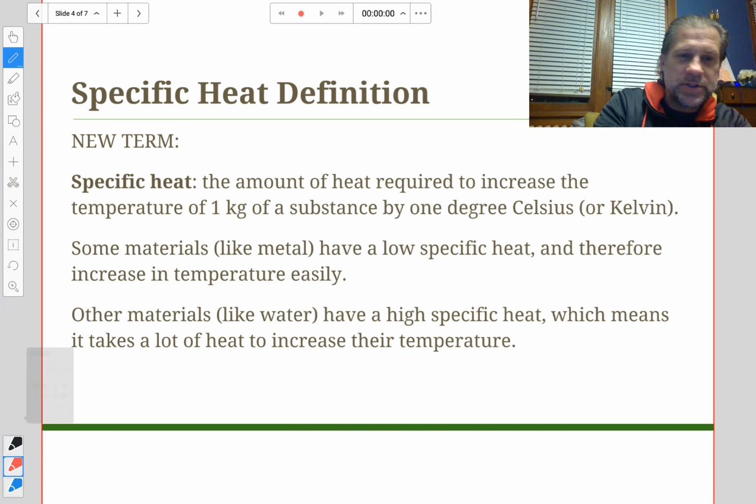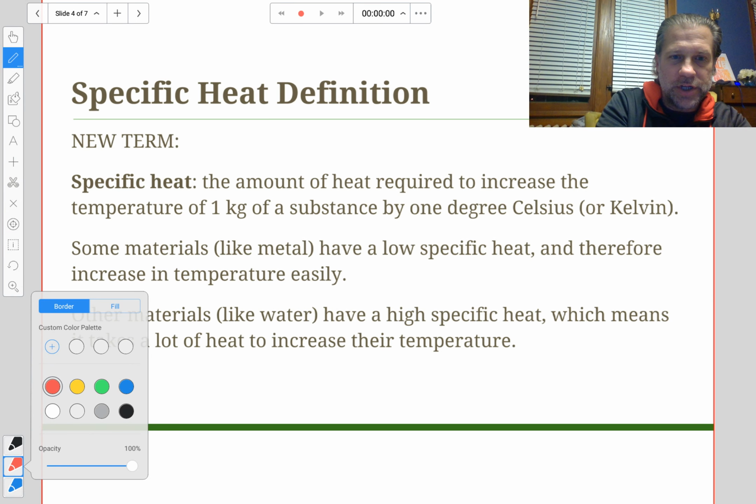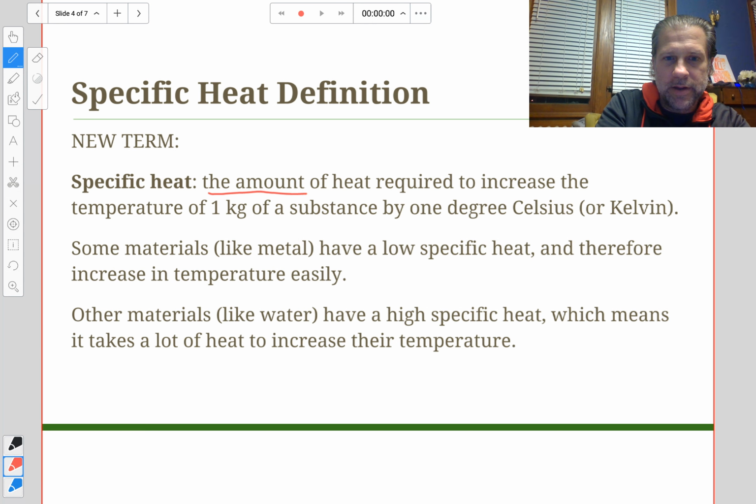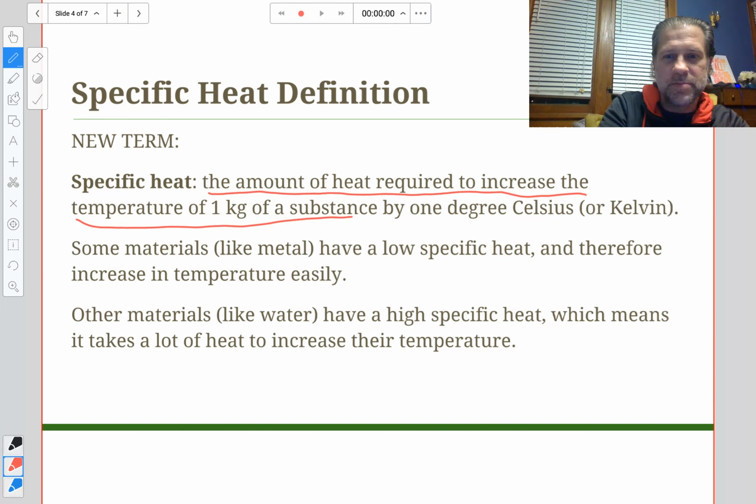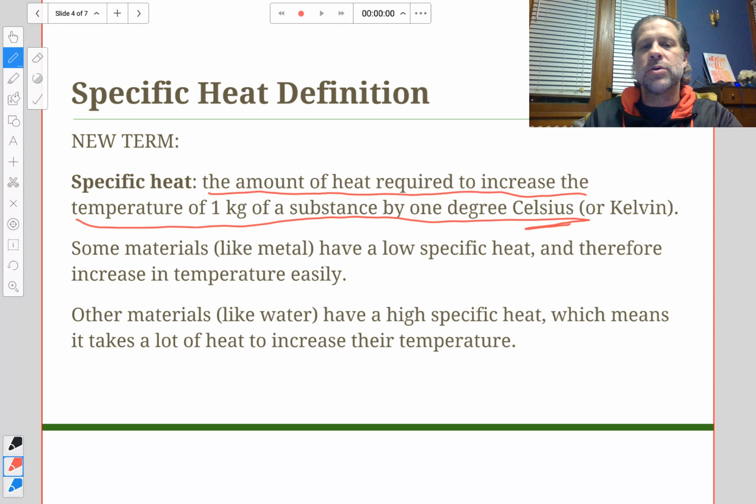So specific heat is the amount of energy, the amount of heat rather, that is required to increase the temperature of 1 kilogram of a substance by 1 degree Celsius or Kelvin, but we'll probably stay in the Celsius area. So what really it is is a value that we use in science to allow us to calculate heat change.